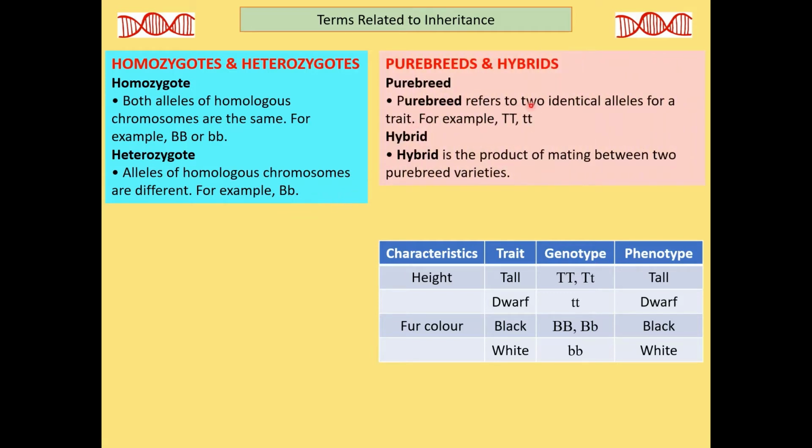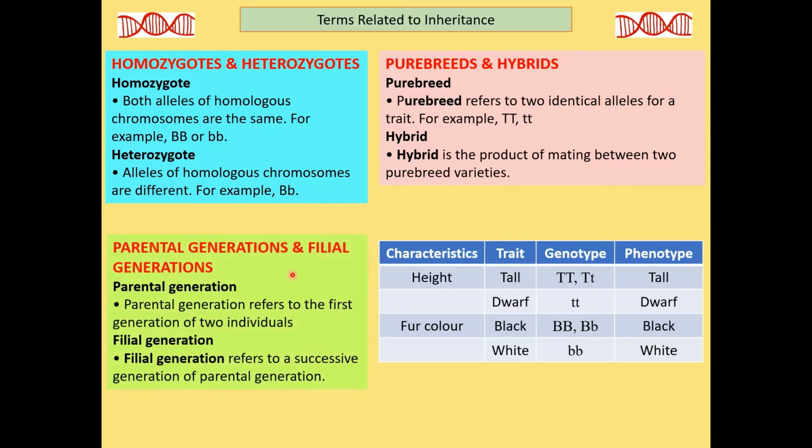Okay. Purebred and hybrid. Purebred refers to two identical alleles for the same trait, for example, capital letter T and capital letter T, or small letter t and small letter t. So this is what we call purebred, or we can call it homozygote. Hybrid is the product of mating between two purebred varieties. When we cross a homozygous dominant with a homozygous recessive, the products of the two purebreds are what we call hybrid.